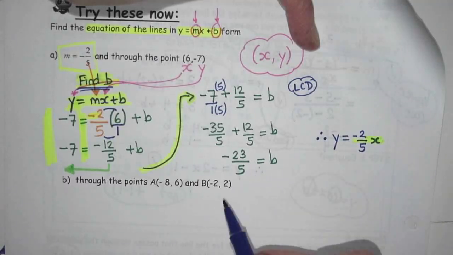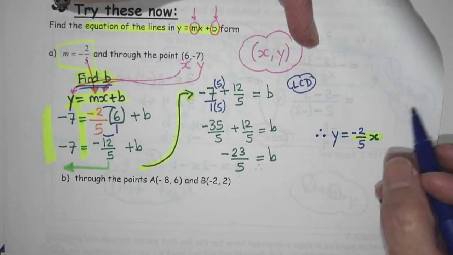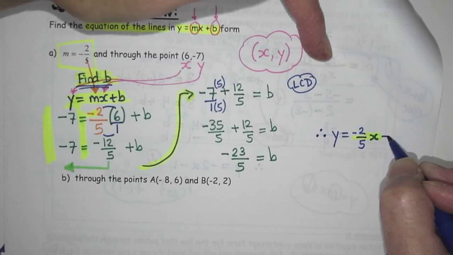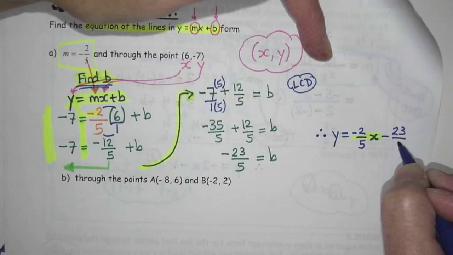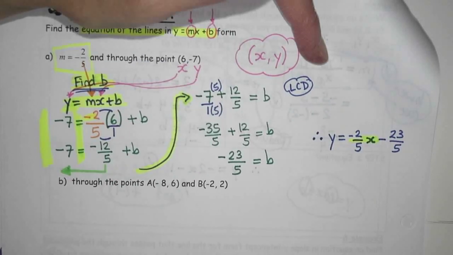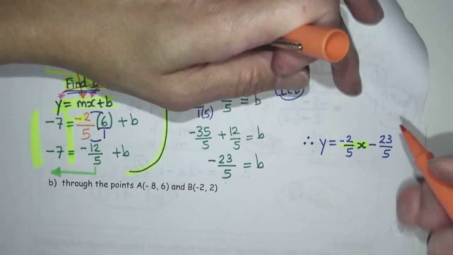And then the b, I don't want you putting plus minus, and I said this in the other video, I just want minus 23 over 5. So I don't want plus minus, so I'll just note that down.